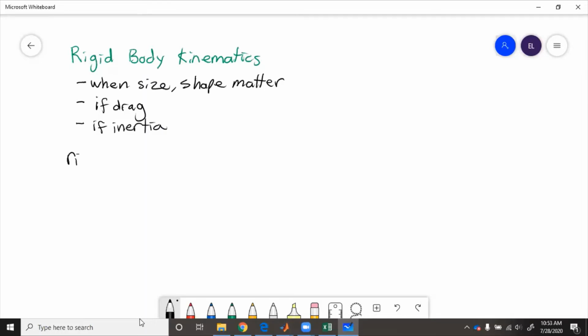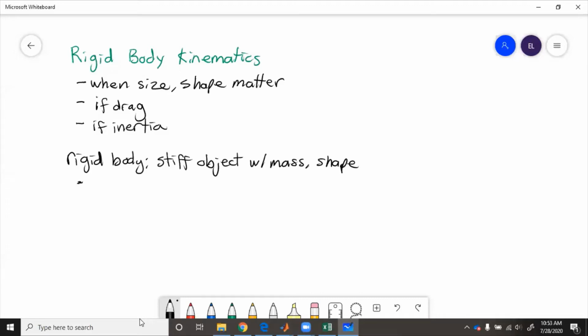Now, a rigid body is a stiff object with mass and shape. So a rigid body does not change shape because it's rigid. Examples are a rod or a wheel or a block. An example of something that is not a rigid body is a pillow, because a pillow can change shape. So anything that's hard, stiff, is a rigid body.